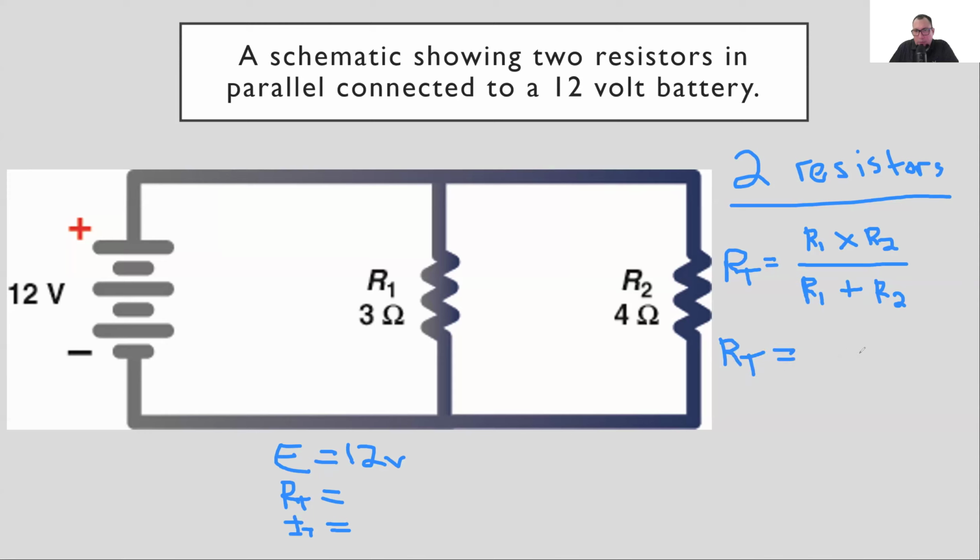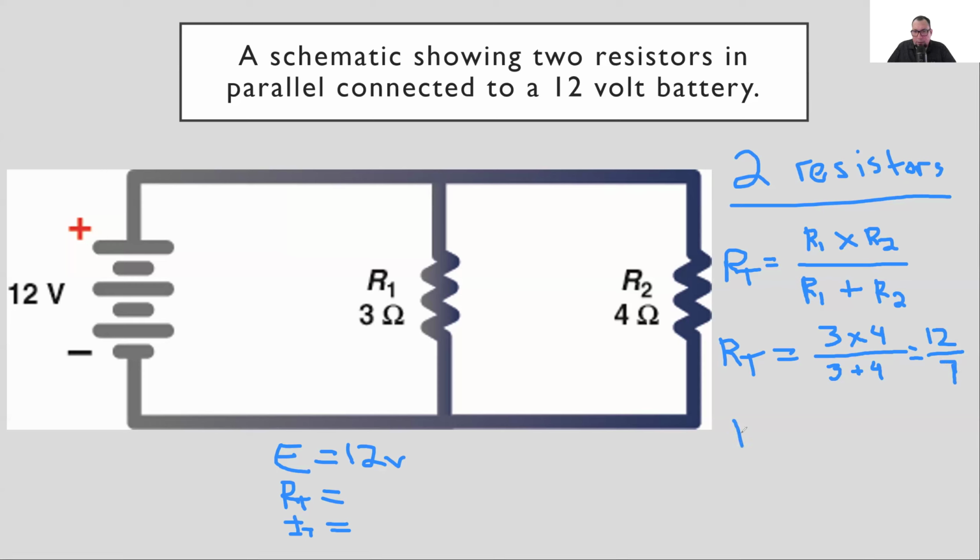RT equals R1, which is 3, times R2, which is 4, over R1, which is 3, plus R2, which is 4. Now, all we do is just multiply across and add on the bottom, and that's it. And then we can reduce. So 3 times 4 is 12. 3 plus 4 is 7.